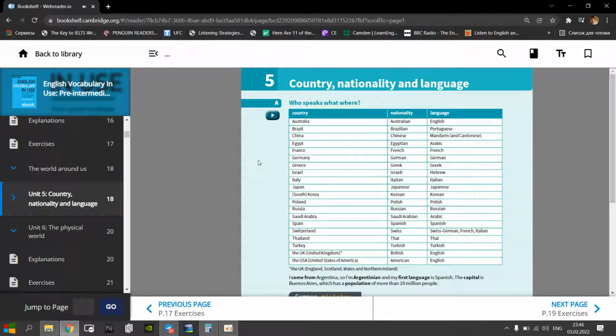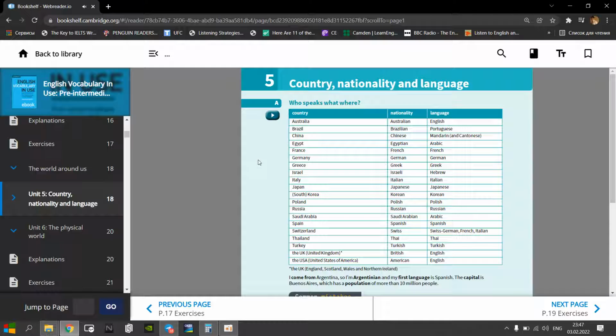France, French, French. Germany, German, German. Greece, Greek, Greek. Israel, Israeli, Hebrew. Italy, Italian, Italian. Japan, Japanese, Japanese. South Korea, Korean, Korean.